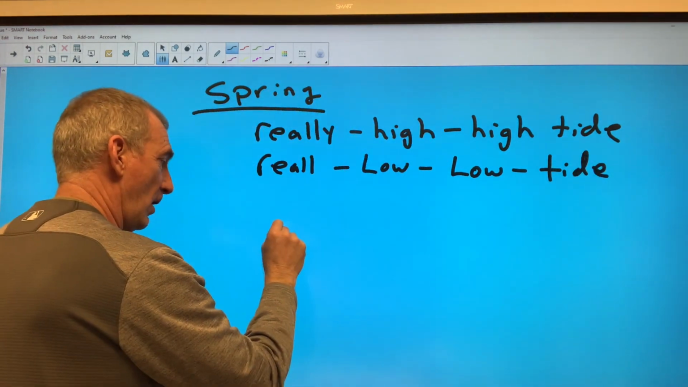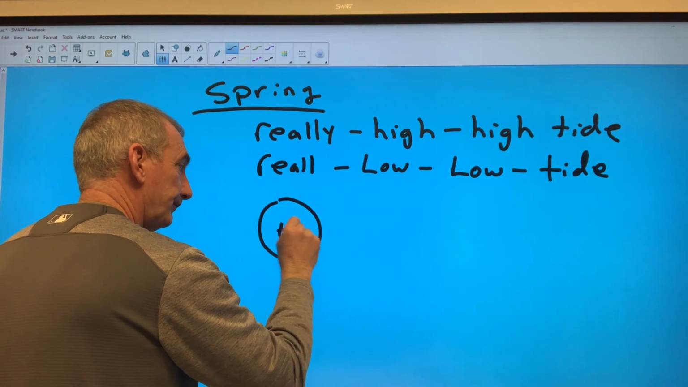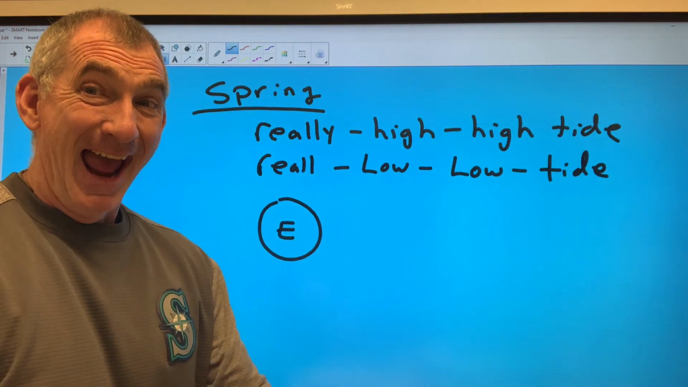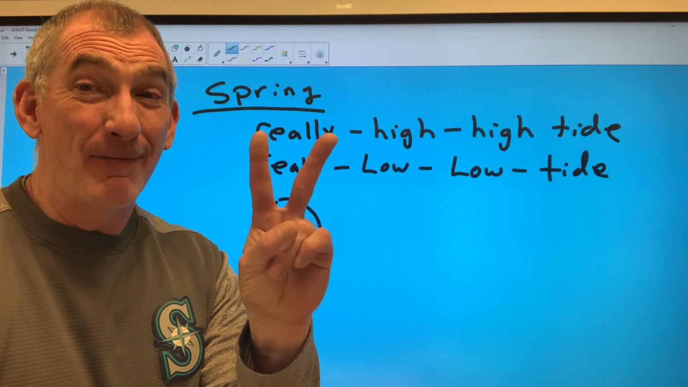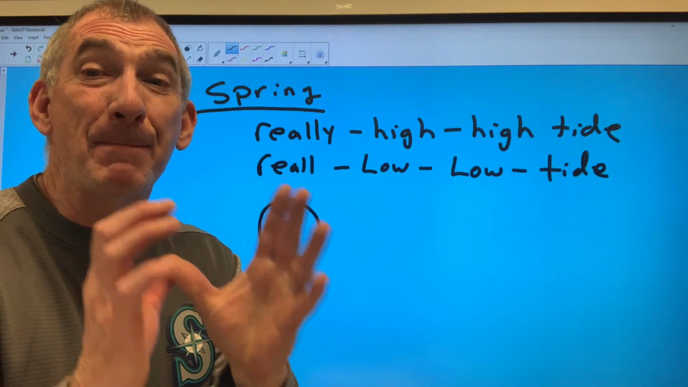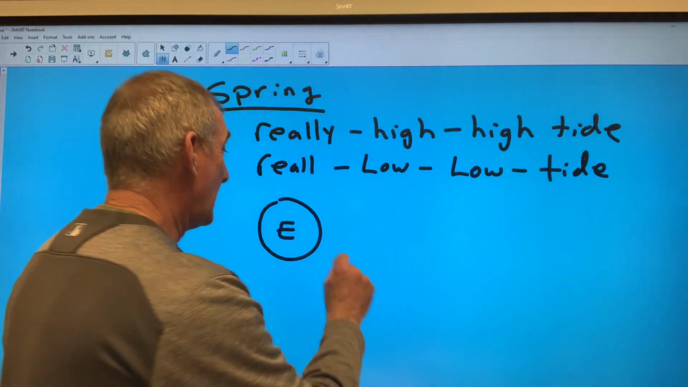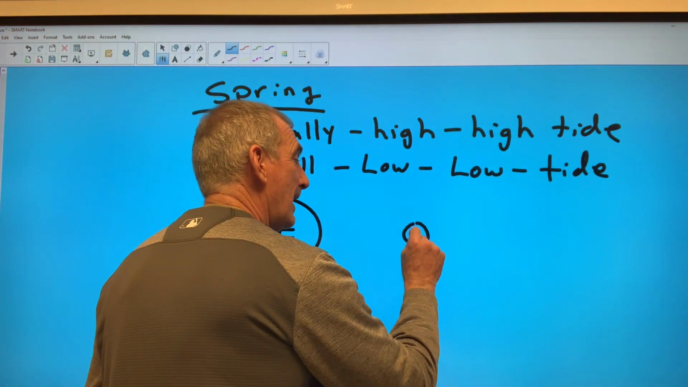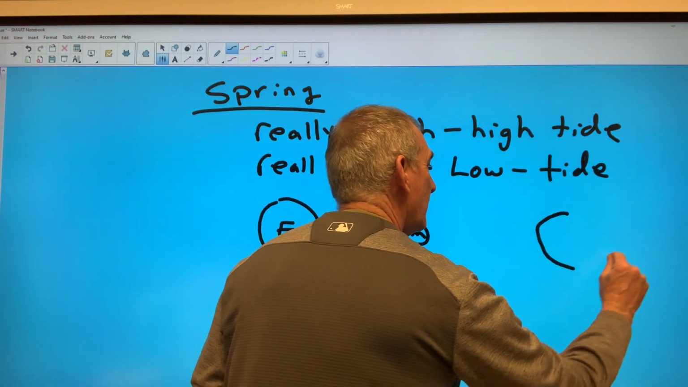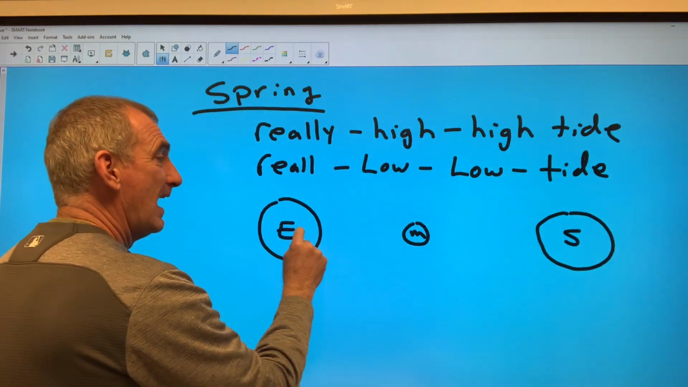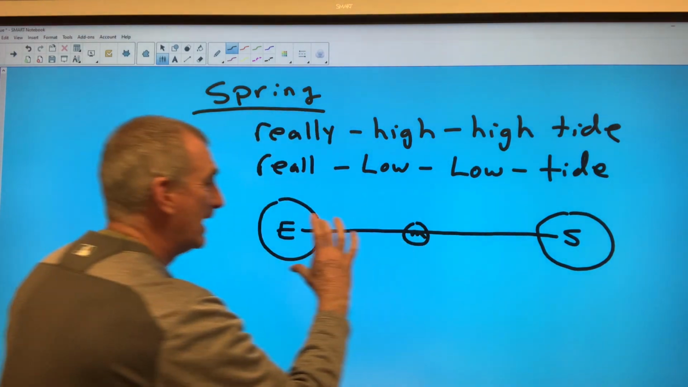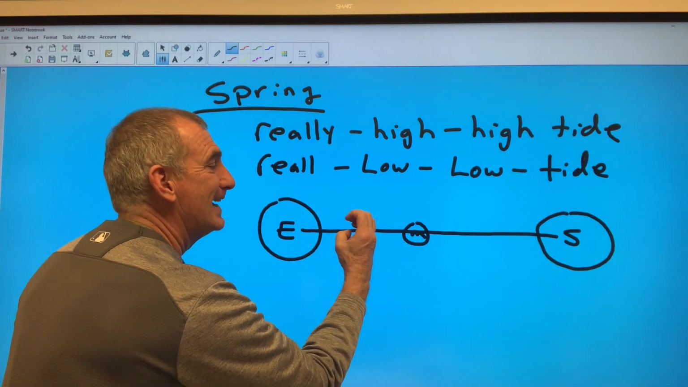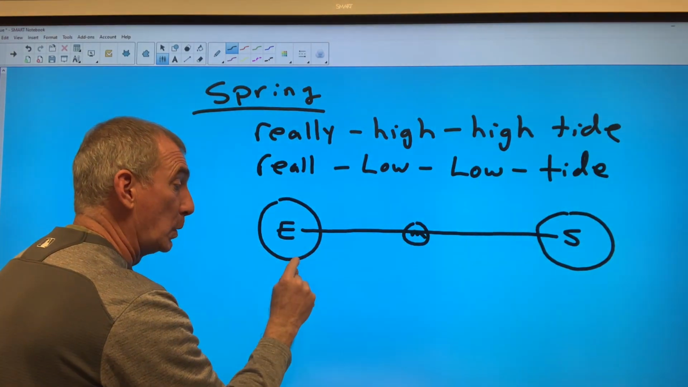Then what we did on our notes is we drew the earth. And it's caused by two things that make gravity on the earth being lined up perfectly in line. It's caused by the moon and the sun being in a perfect line. And that creates the greatest gravitational force on the earth. And it creates these really high tides here and really low tides there.